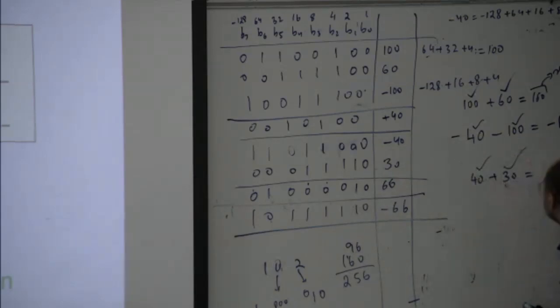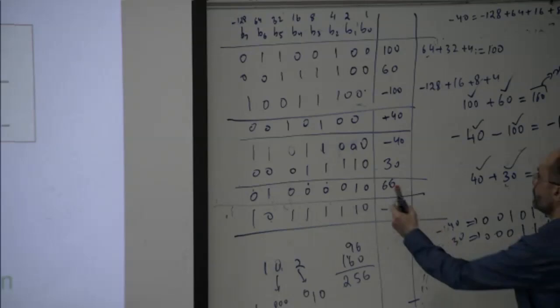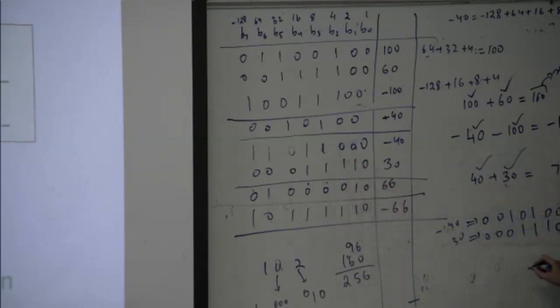So now take this example, 40 plus 30. What is the code for 40? 0 0 1 0 1 0 0 0. What is the code for 30? 0 0 0 1 1 1 1 0. What is this? 40. And what is this? 30. Where is 30? Let me count: 1 2 3 4 5 6 7. Oh, 1 2 3 4 5 6.